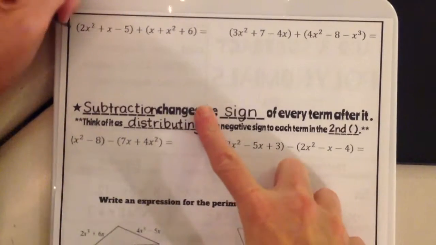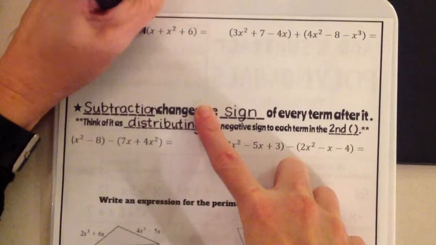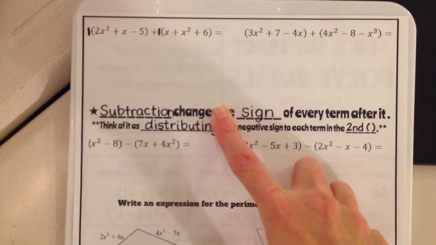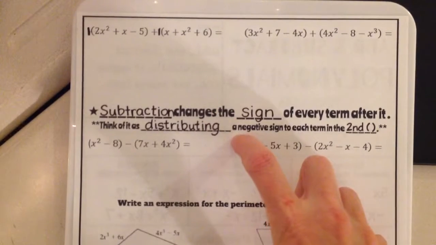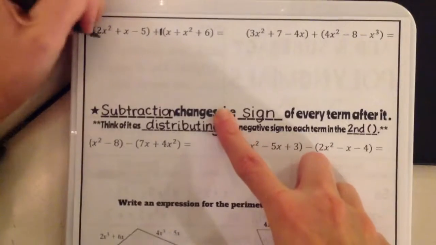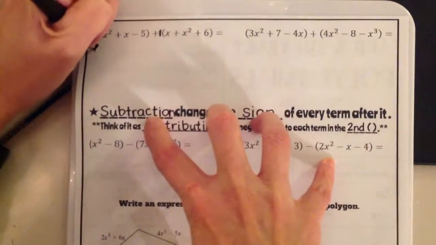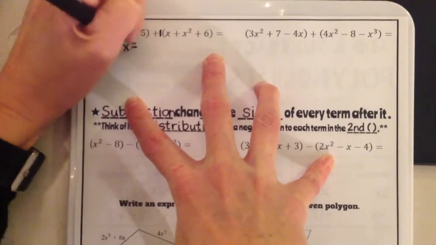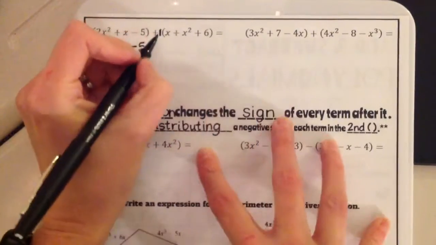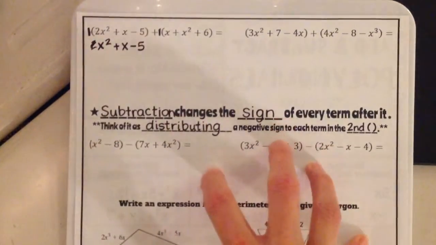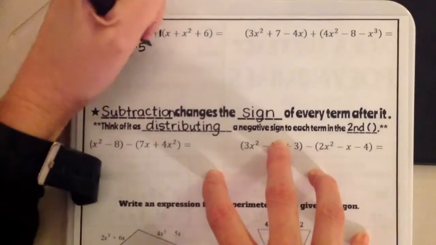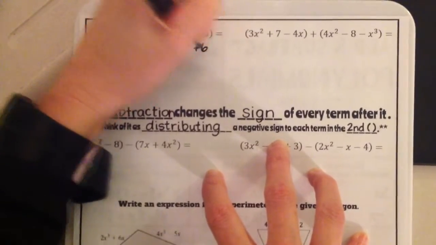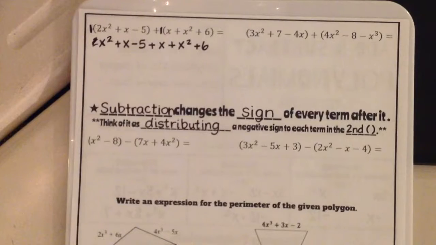So you can think of this as having a positive 1 in front of your parentheses. Well, if you multiply anything by a positive 1, is it going to change the number or the sign of any term inside the parentheses? And the answer is no. So this is going to stay 2x squared plus x minus 5. All right. Again, I have a positive 1, and when I distribute that, it's not going to change the value or the sign of anything inside. So I'm going to have plus x squared plus 6.